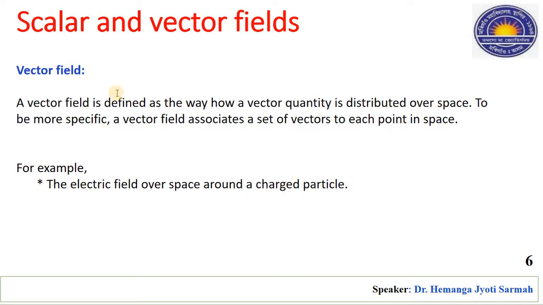Now coming to vector fields. A vector field is defined as the way a vector quantity is distributed over space. To be more specific, a vector field associates a vector to each point in space. For example, the electric field over space around a charged particle.